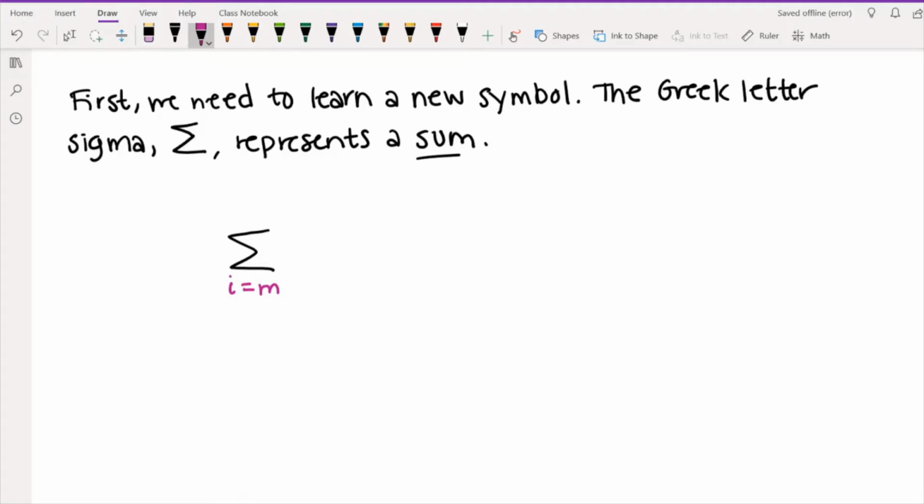And we'll do examples in a moment. And then at the top, you have another number. And then next to the sum symbol, you have some kind of an expression. It might have an X in it. It might just be a number, but I'm going to use A with a little subscript of I to represent what it is you're adding up.